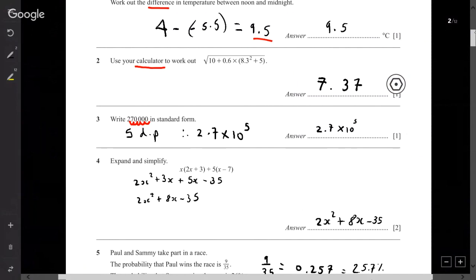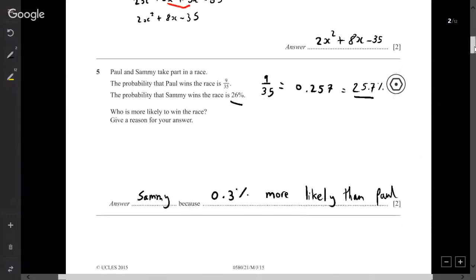Question 4, expand and simplify. First of all, we'll expand. So what I've done here is x times this bracket, which turns into 2x squared plus 3x plus 5x. And then this bracket here, we times it by 5, which turns into 5x minus 35. Don't forget these minuses, a plus and a minus times together makes a minus. Then we're going to simplify, as the question asked, so we're just going to add these together. That's as much as we can simplify, which brings us to the answer 2x squared plus 8x minus 35.